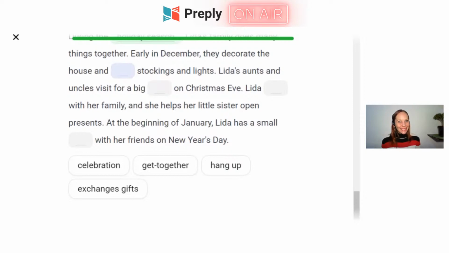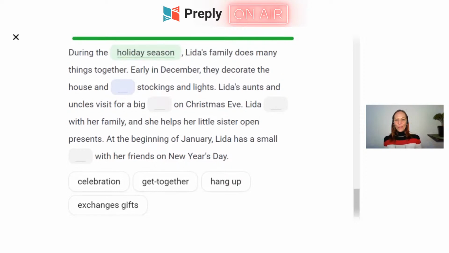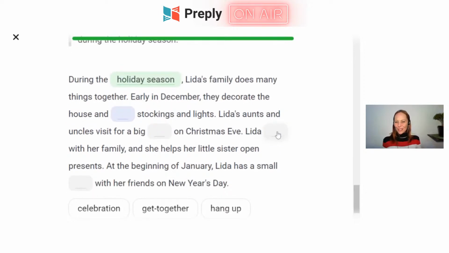A get-together, which could also be a small celebration. To hang up, which is what we do to decorate our homes. And exchanges gifts, to give and receive presents. Right, so what do you think the next one's going to be?